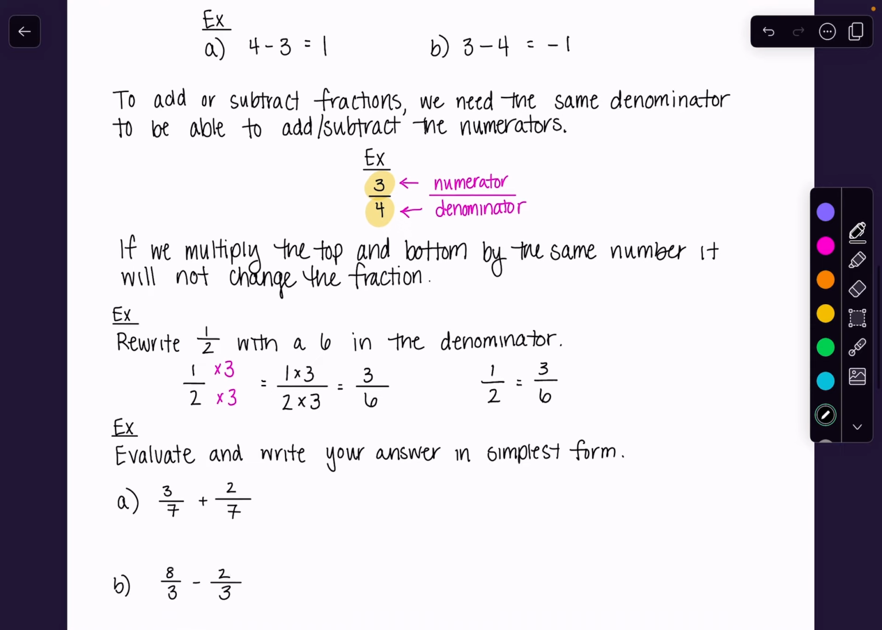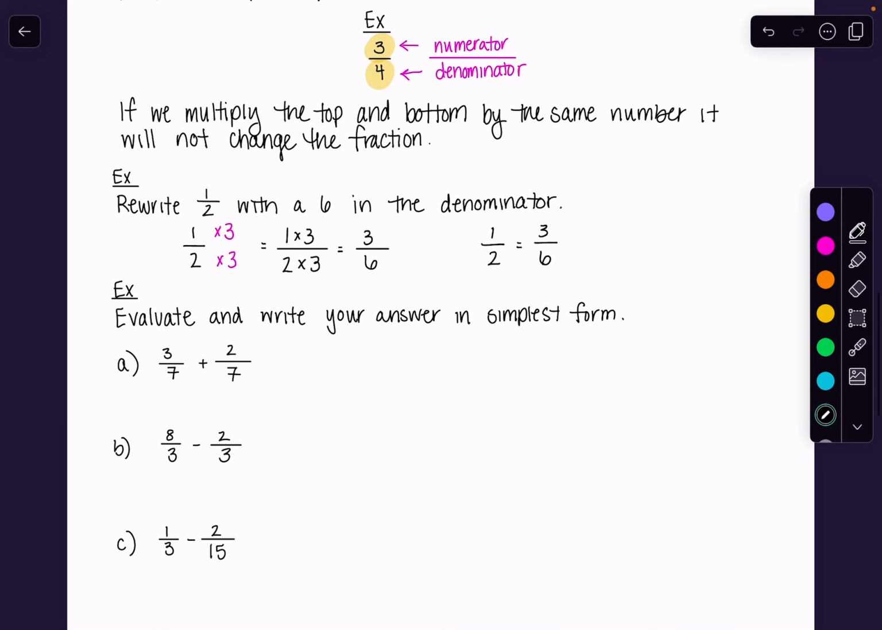So when I'm going about and trying to do addition or subtraction with fractions, the bottom piece is not going to change for any of these. But in order to be able to do the subtraction or addition, I want the same denominator. So in this first case, we have 3 over 7 plus 2 over 7. They have the same denominator. So what that means is I'm going to just add the numerators. So it's still going to be out of 7 pieces, and we just add the tops together. So 3 over 7 plus 2 over 7 results in 5 over 7.